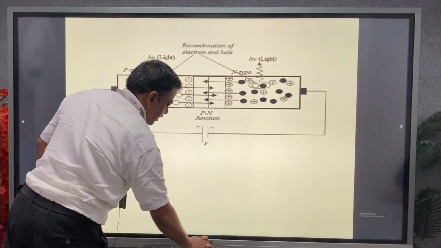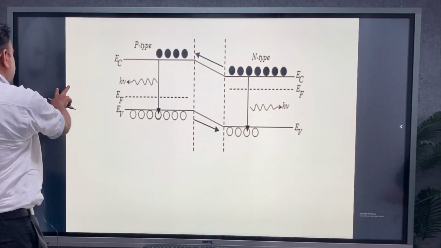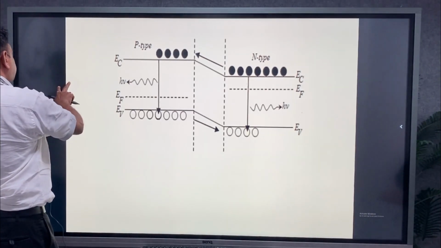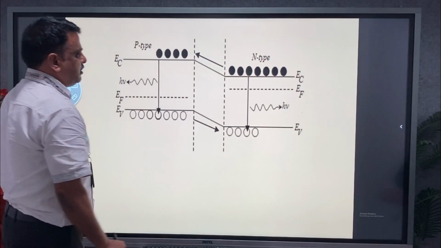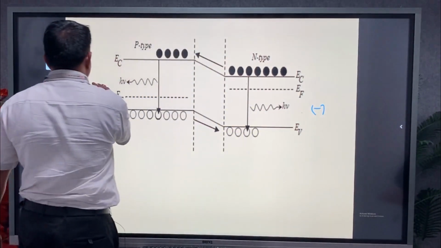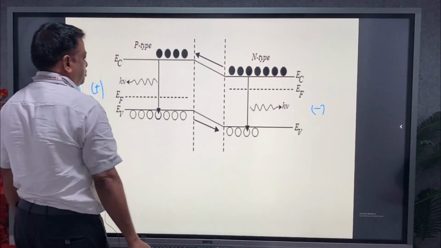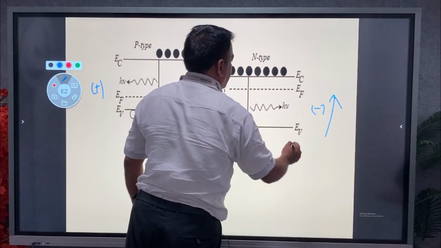Let us consider an energy level diagram. This is an energy level diagram. This is an n-type connected with the negative terminal and p-type connected with the positive terminal. The biasing voltage is applied. Here forward bias is applied.